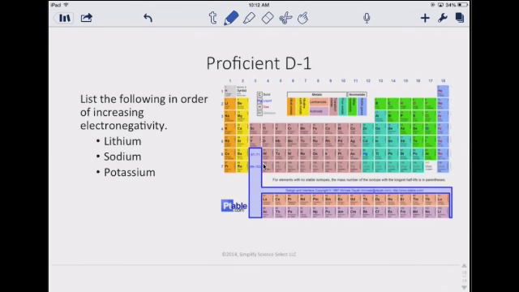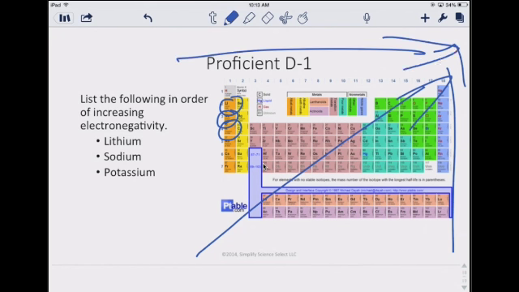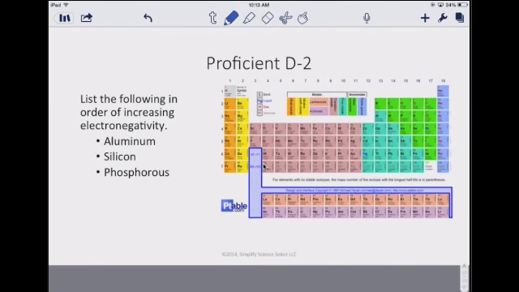So let's look at an example. It says list the following in order of increasing electronegativity. So we have lithium, we have sodium, and then we have potassium. And remember, it increases this way. So it increases up and increases to the right. So the lowest would be potassium, and then we would have sodium, and then we would have lithium.